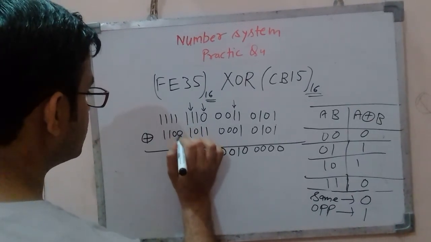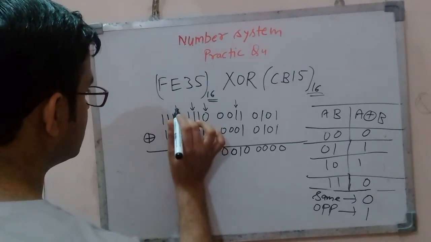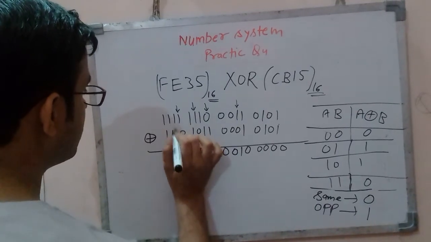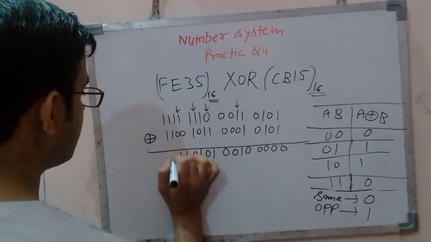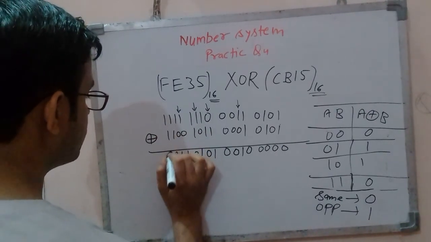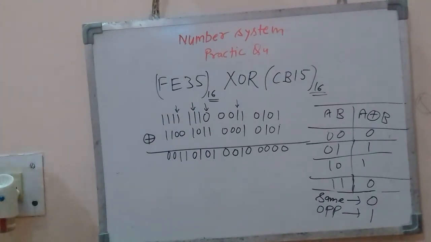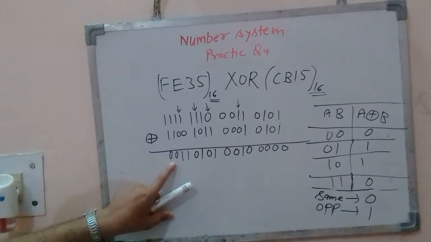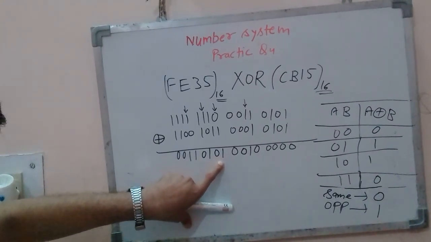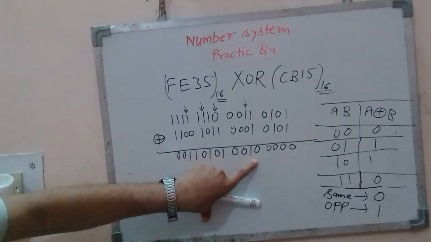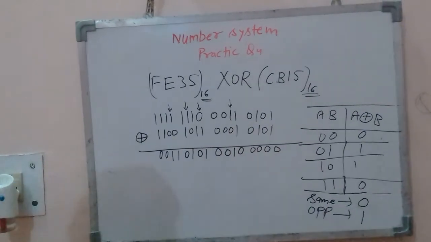1 0, opposite input again, right? That means opposite input, XOR output is 1. 1 1, same input, output 0. 1 1, same input, output 0. So what is the answer? 0 0 1 1, right? 0 1 0 1, then 0 0 1 0, then 0 0 0 0.